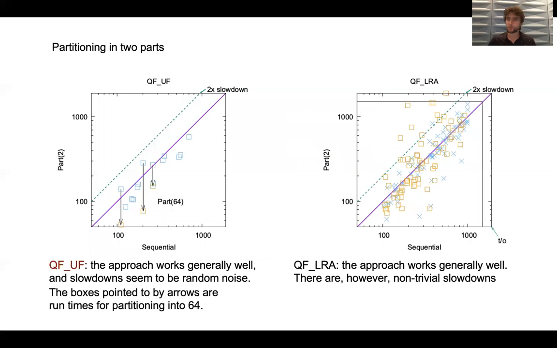The situation looks quite a lot different if we look at the quantifier-free linear real arithmetic instances. We can still say that in general the approach works quite well. But then there are these non-trivial slowdowns. I'm of course talking about these instances here. We have both unsatisfiable and satisfiable instances that actually get more than 2 times slower to solve.